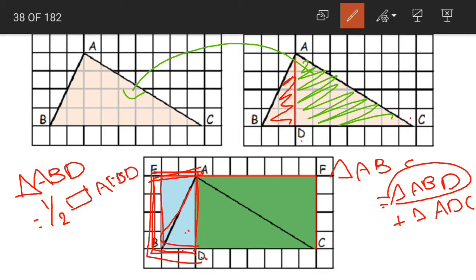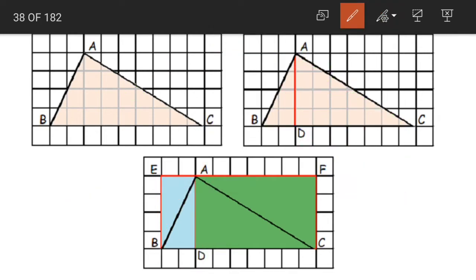It will be equal to what? It will be equal to half the area of our rectangle AEBD. I hope you are able to understand. See, again, if we revise, this is our main triangle for which we have to find out the area. Now this triangle is divided into two parts. So the area of this triangle ABC becomes equal to the area of triangle 1 and triangle 2.